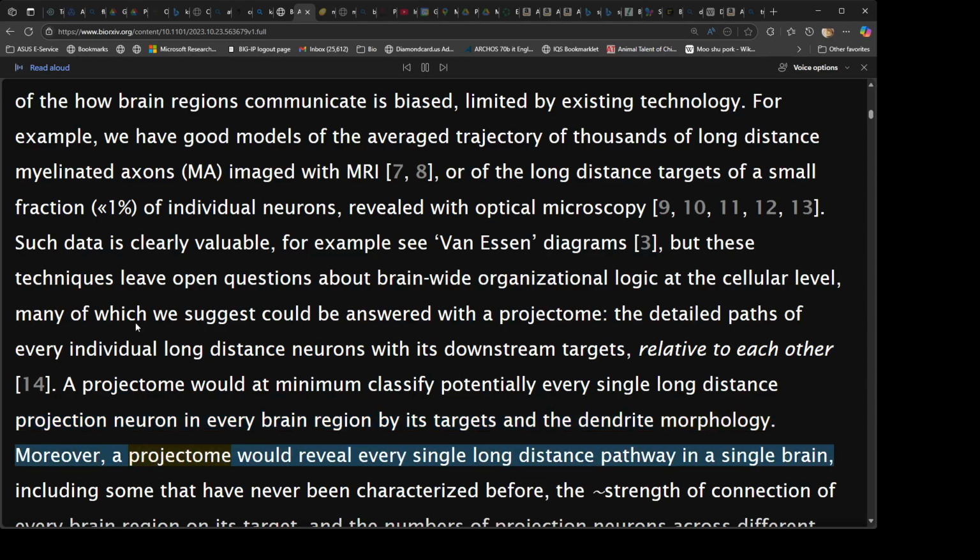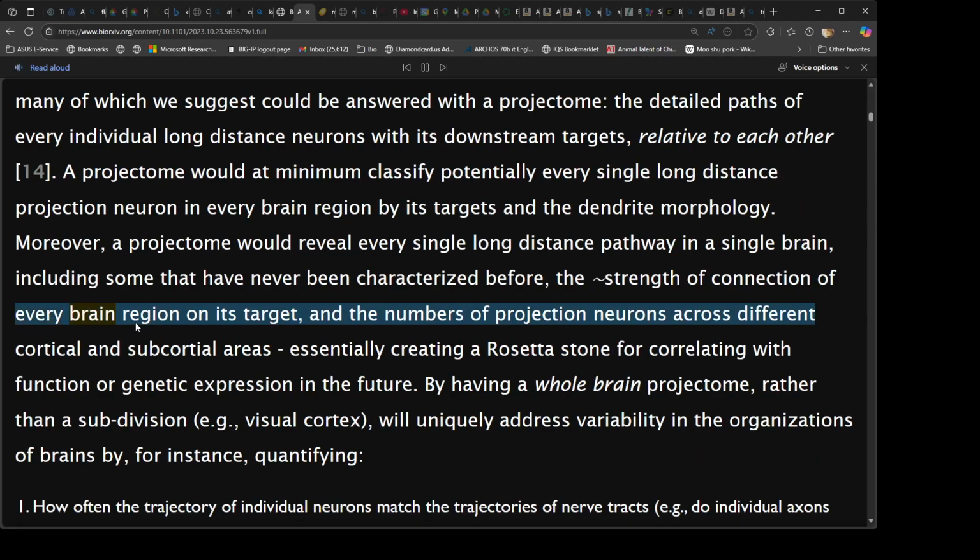Moreover, a projectome would reveal every single long-distance pathway in a single brain, including some that have never been characterized before, the strength of connection of every brain region on its target, and the numbers of projection neurons across different cortical and subcortical areas, essentially creating a Rosetta Stone for correlating with function or genetic expression in the future.